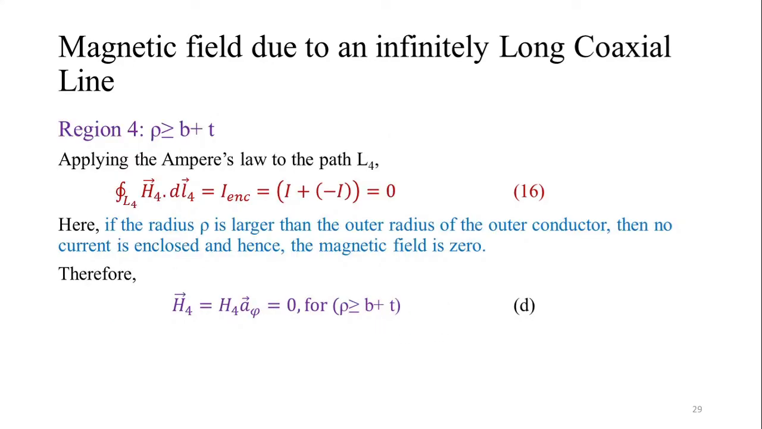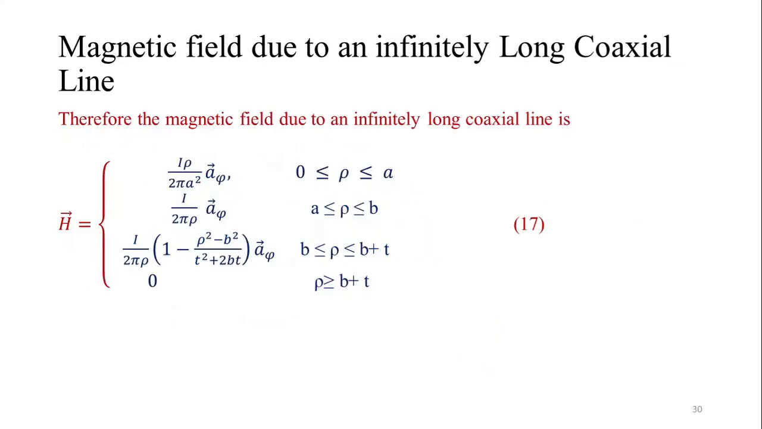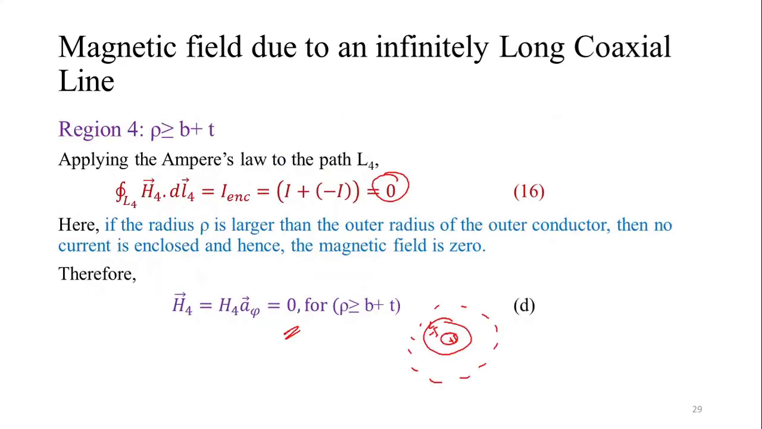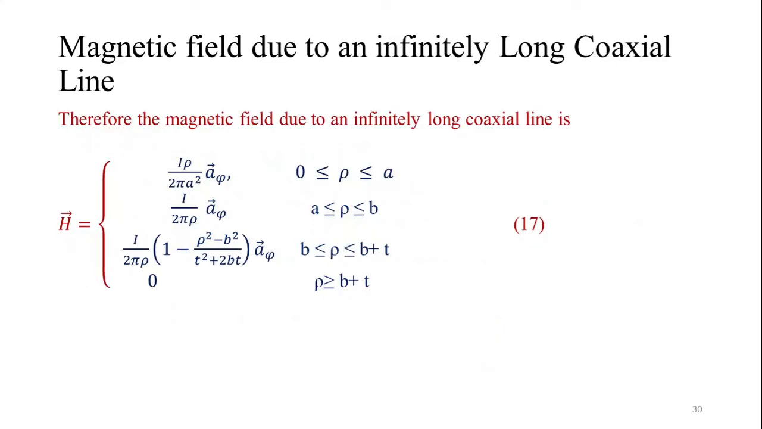And the last region completely encloses both the inner conductor as well as the outer conductor. This is the Amperian path. This one takes minus I, this one takes plus I, so the current enclosed is equal to 0. So the field will be 0 outside the coaxial cable. That's why coaxial cables don't produce any interference with other conductors or other devices.